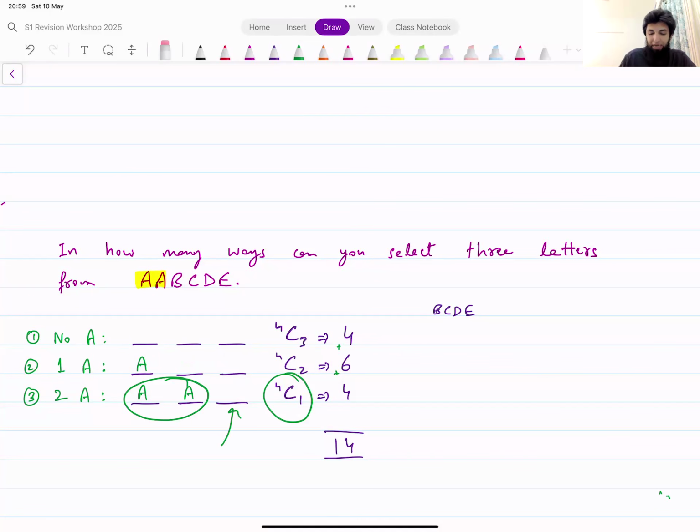That's 4. It's either the first case or the second case or the third case. We add all of them up, and that gives us the result. That's 14. And that's our final answer. Okay. So in combination, when you have repetitions, you have to make cases. You cannot do it directly.